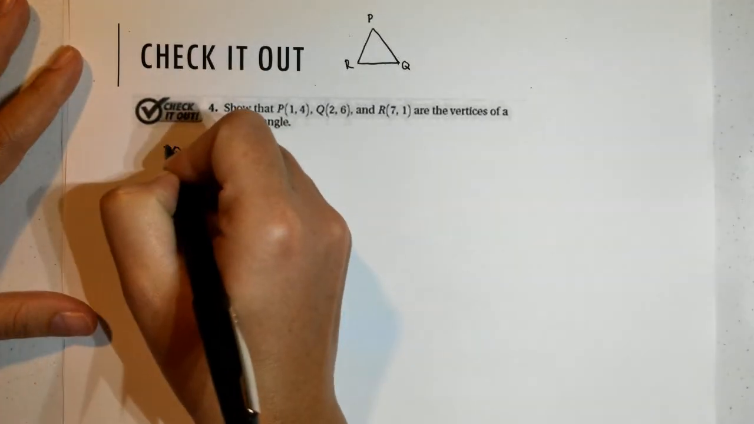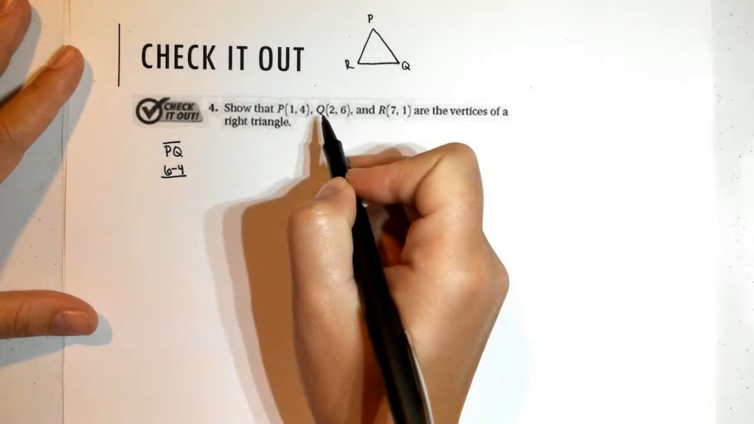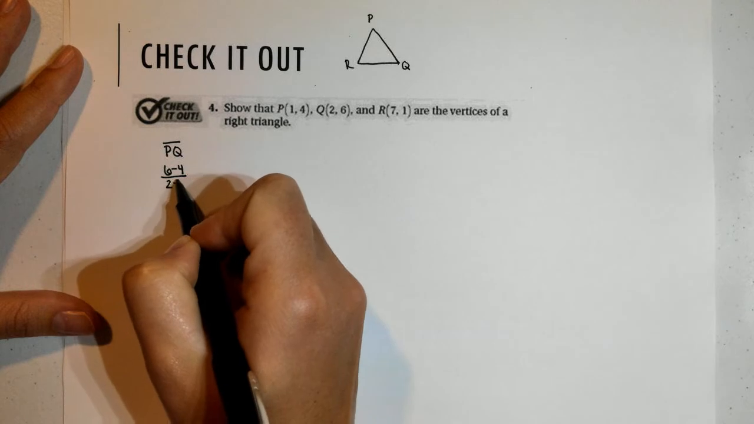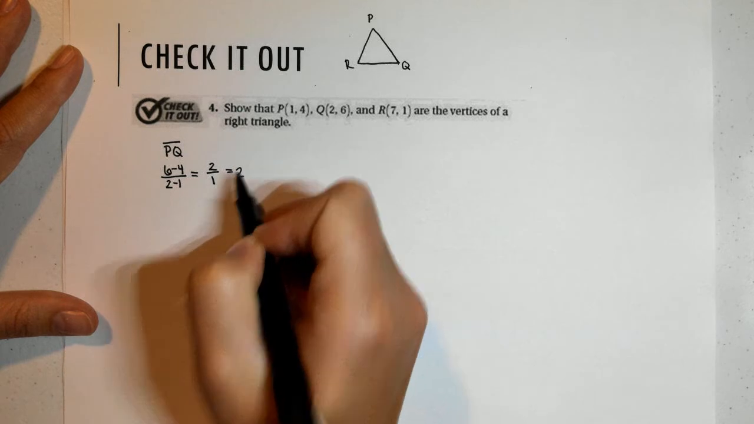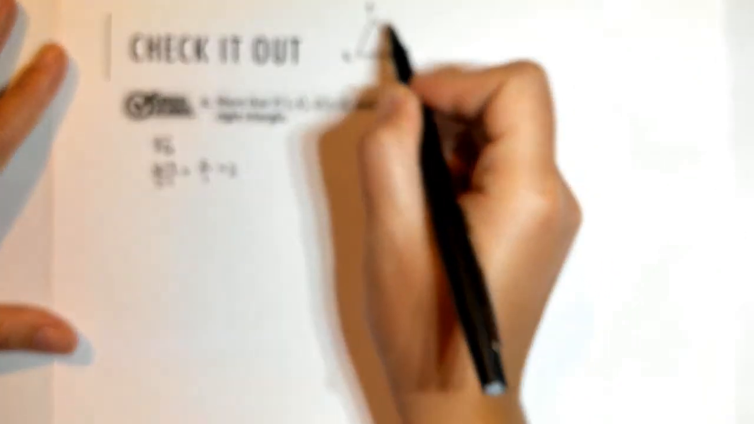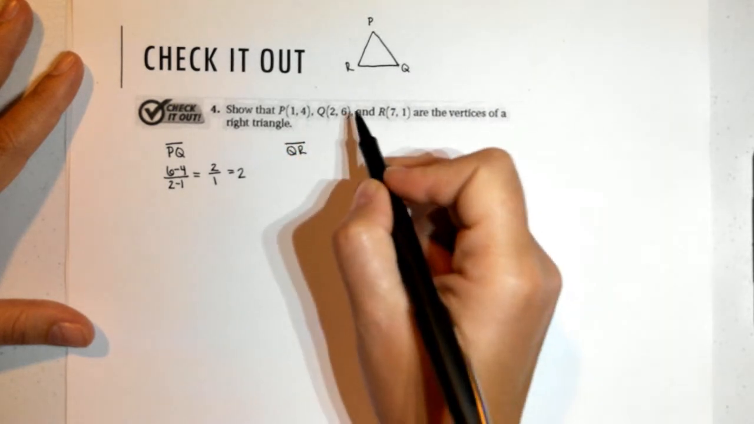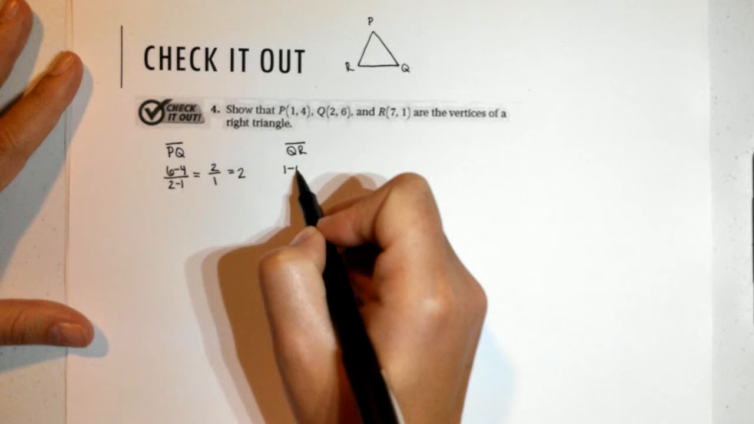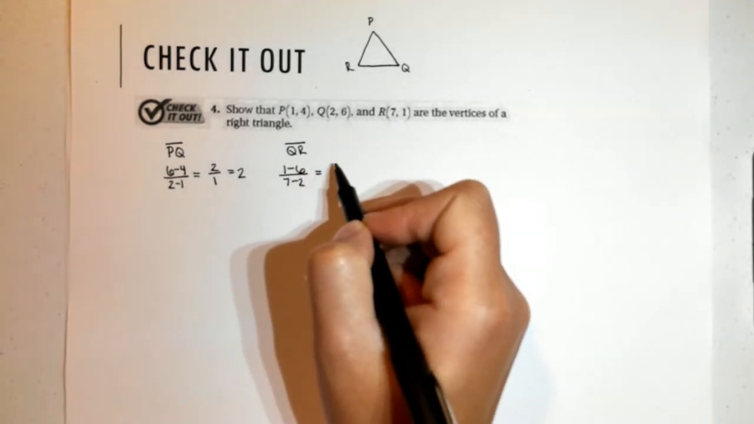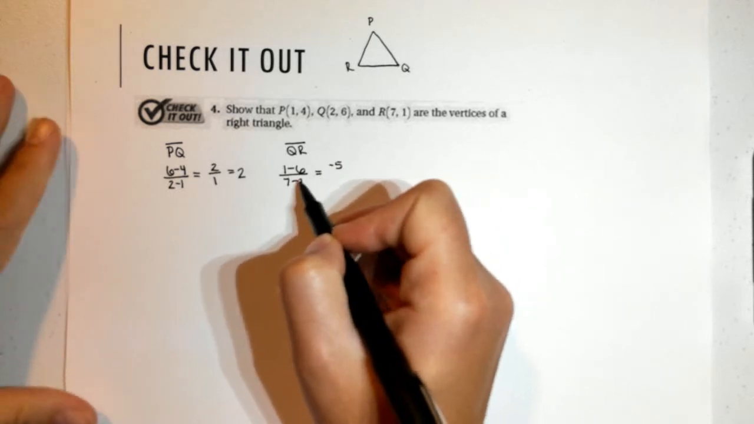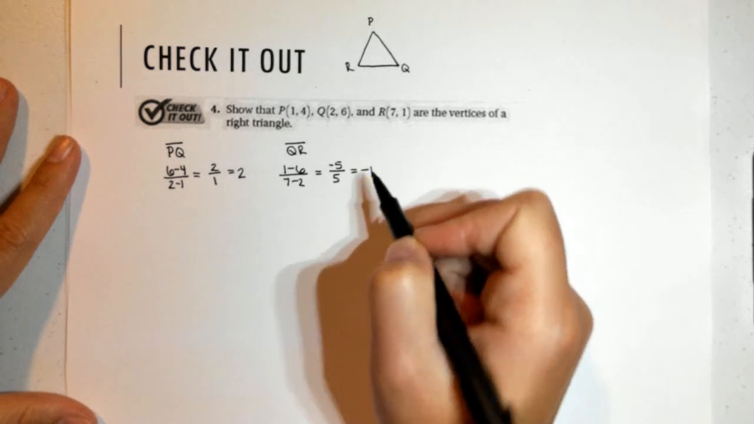Starting with PQ, I'm going to do 6 minus 4 over 2 minus 1. 6 minus 4 is 2. 2 minus 1 is 1. 2 over 1 equals 2. So I did PQ, now I'm going to do QR. I'm going to do 1 minus 6 over 7 minus 2. 1 minus 6 is negative 5. 7 minus 2 is positive 5. And negative 5 divided by 5 gives us negative 1.